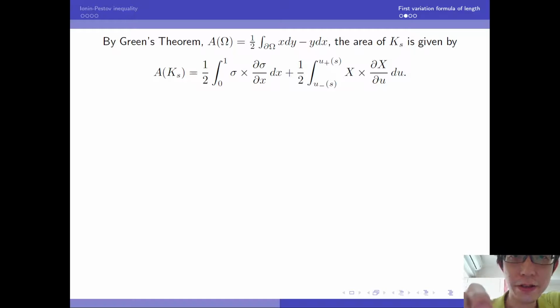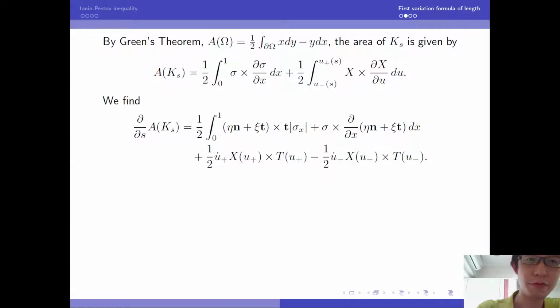Okay. So here we abuse the notation. You look at the form of Green's theorem, x dy minus y dx. Therefore, if we plug in the parametric equation, this is nothing but the normal component of the cross product of sigma and its derivative. Okay, so we have this formula. Note that K is bounded by the boundary of omega and sigma. So we have two integrals.